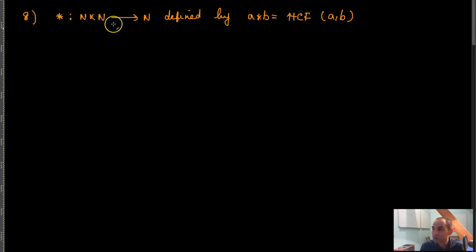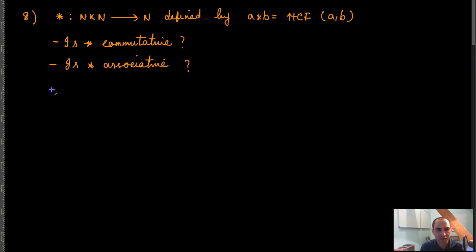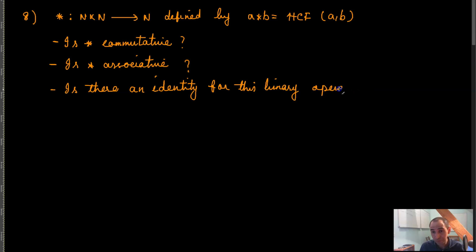Now the questions that we want to answer: number 1 is, is star commutative, and number 2 is, is star associative, and number 3 is, is there an identity for this binary operation on N.